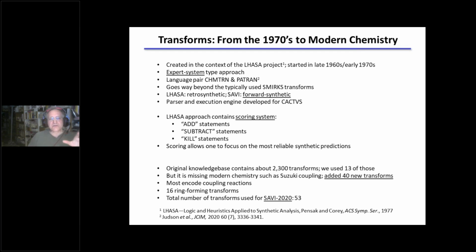So we got access to the original knowledge base of the LHASA project, and that's about 2,300 transforms. And we started using a few of them, but it became clear right away that a lot of modern chemistry, such as Suzuki coupling, was not in this approach because it petered out in the 1990s. So we had Philip write new transforms for SAVI 2020. We added about 40 new transforms. Most of them are coupling reactions. We have some ring forming, a subset. And as I said, the number of transforms used for SAVI 2020 was 53.